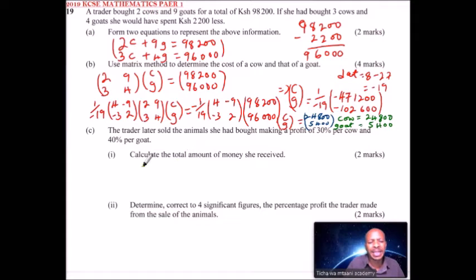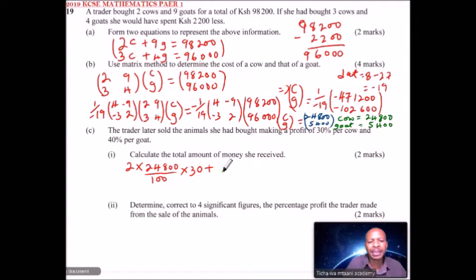So we go to part C. The trader later sold the animals she had bought, making a profit of 30% per cow and 40% per goat. Calculate the total cost. Because the trader bought 2 cows, it means it is 2. You multiply by 24,800, the cost of 1 cow, and you divide by 100. You made a profit of 30% with the cow.